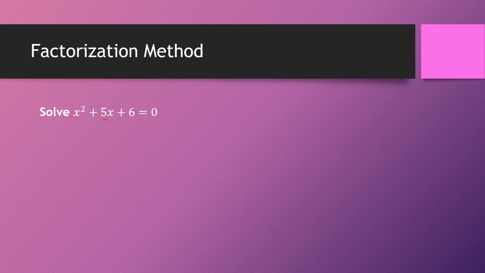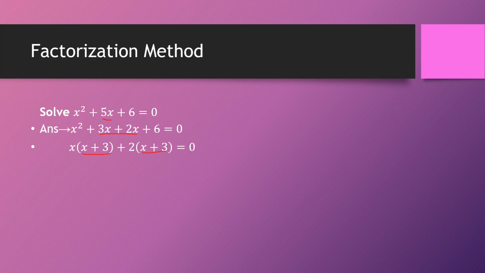So let's split the middle term. This 5x I'll split as 3x plus 2x. That is x square plus 3x plus 2x plus 6 equal to 0, where I have replaced 5x by 3x plus 2x. Now from these two, what is common? X is common. So if I take x common from these two, I'll get x plus 3. From 2x and 6, what is common? 2. So what is left? X plus 3.